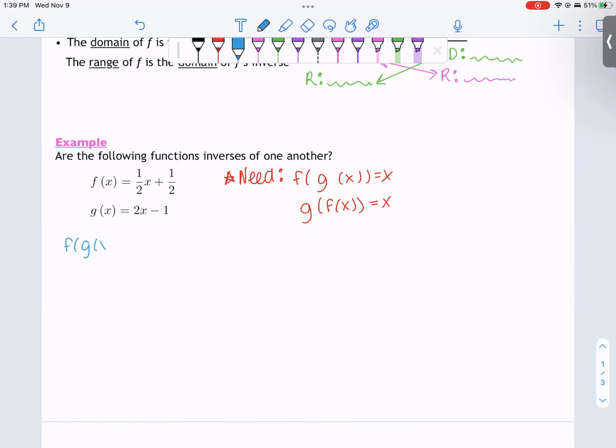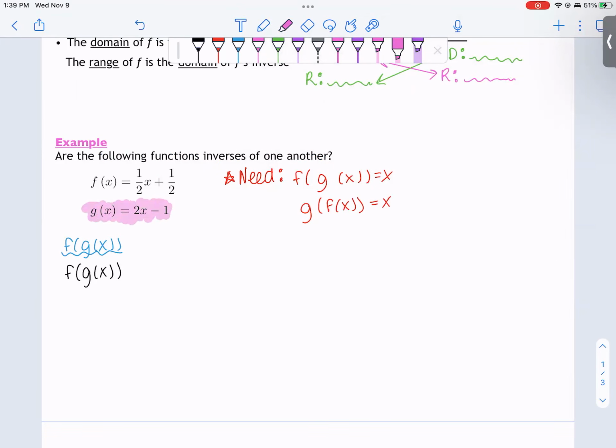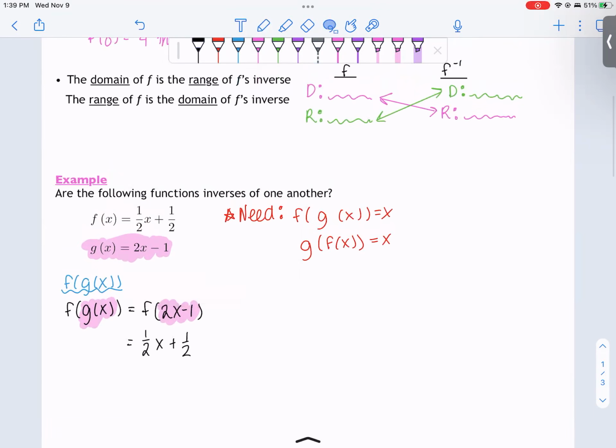So let's start with f composed with g of x. So I'm plugging g of x into f. So f of 2x minus 1. Now, f is this function here. So what I'm doing is I'm plugging 2x minus 1 in for x in this function. So the function f of x would have been 1/2 x plus 1/2, but it is no longer an x in here. It's a 2x minus 1.